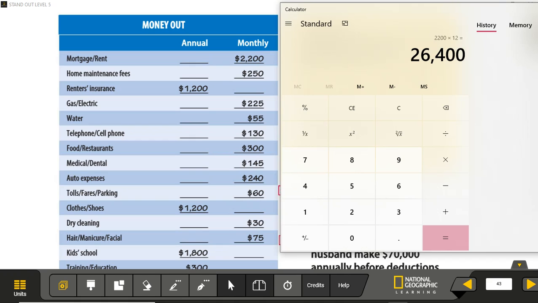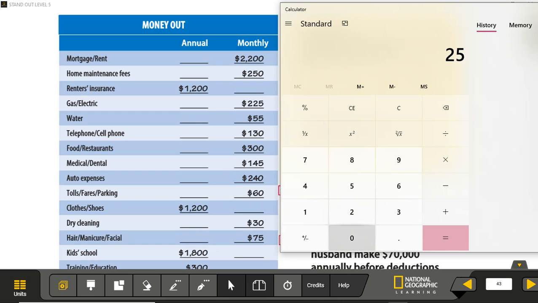So let's go down to this one though. Renter's insurance is 1,200. Okay? Then we divide it by 12. So every month they pay $100. You see how I did that here? Home maintenance fees, because it's monthly and there are 12 months in a year.